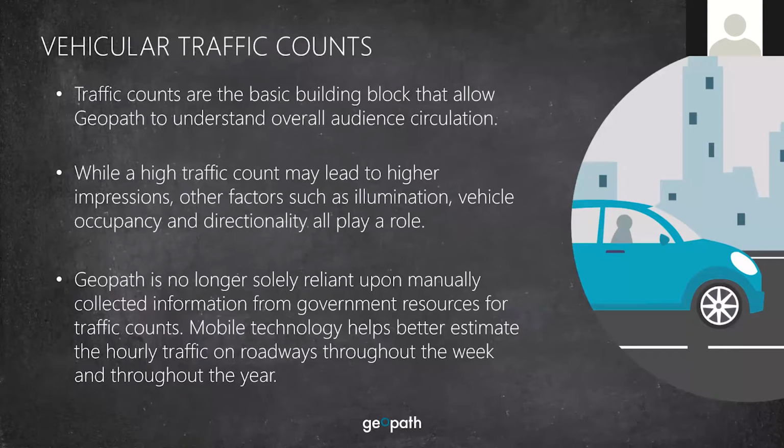So vehicular traffic counts are the foundation for most out-of-home that we have traditionally measured here at Geopath, right? That's how many vehicles are driving on a particular stretch of road. Now that's one component. Just because we know how many vehicles, there's still other things that we need to take into consideration that go into how many impressions are generated for a piece of inventory that can be seen from that roadway. Things like illumination, occupancy, and how that unit is oriented toward that audience that's driving on that roadway.